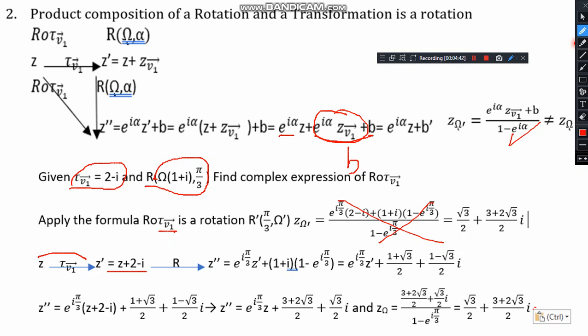Then we have a rotation. So Z double prime, rotation of angle pi over 3, is e to the I pi over 3 Z prime plus B. I gave you the center here, omega; the center is 1 plus I. So B is 1 plus I times 1 minus e to the I pi over 3. If you do it, you have this one. But Z prime equals Z plus 2 minus I. If we expand, you get this one. And if you want to find the center, it will be this whole expression over 1 minus e to the I pi over 3. So please don't memorize formulas. We don't need to. We do it this way directly.